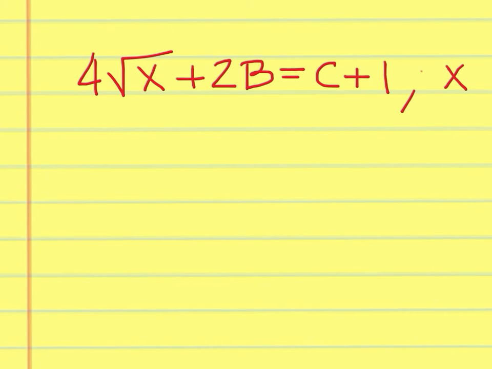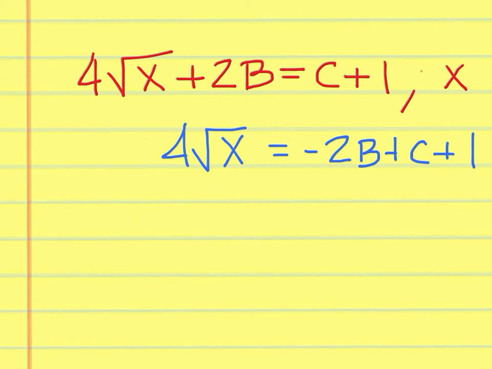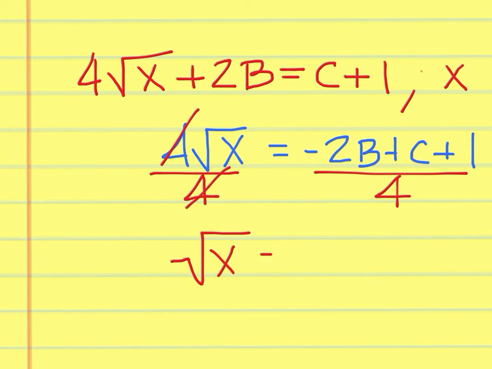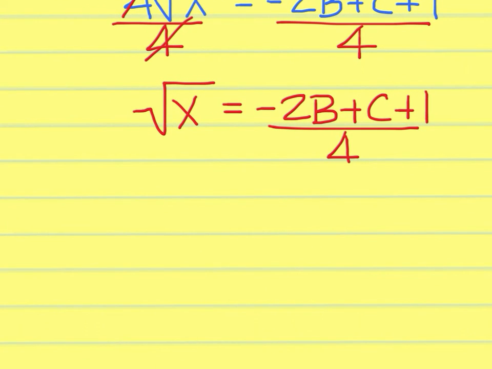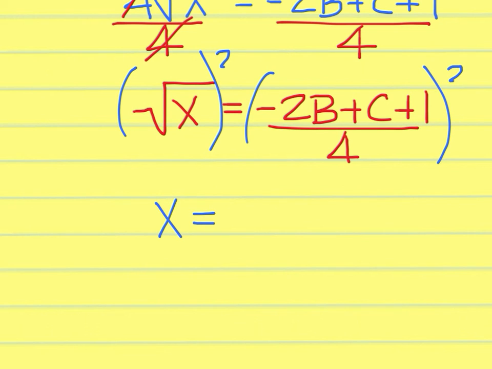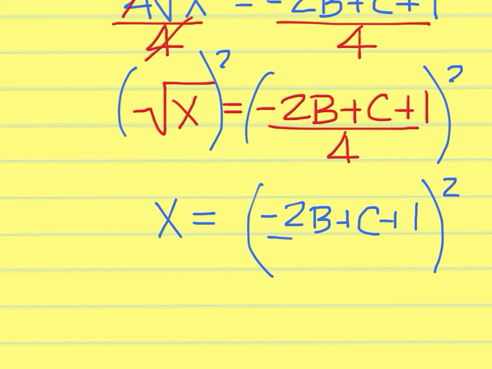To solve for x, we must first move the 2b over to the right side and make that a negative 2b and plus c plus 1. Now we must divide by 4. If I divide by 4 on both sides, these cancel out, and you're left with the square root of x equals negative 2b plus c plus 1 over 4. Undo the square root by squaring both sides, and you're left with x equals the quantity squared of negative 2b plus c plus 1 over 4.